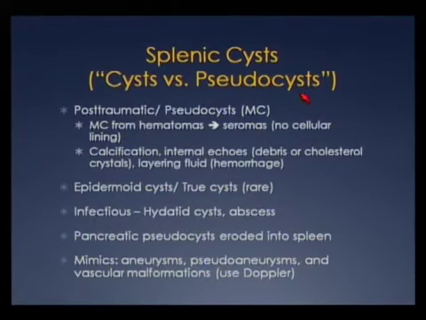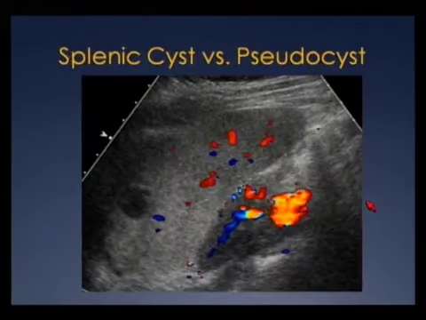Now, splenic cysts, we say cyst versus pseudocyst in our reports, and we usually move on. And usually these are actually pseudocysts, not actual true cysts. And these are from hematomas that have evolved into seromas. They don't have a cellular lining, and they may have sort of a complex appearance with calcifications and internal debris. Epidermoid cysts or true cysts are actually rare. And other etiologies for splenic cysts include infectious cysts, pancreatic pseudocysts that have eroded into the spleen, and sometimes vascular lesions can mimic cysts. So again, remember to use Doppler to differentiate vascular lesions from cystic lesions.